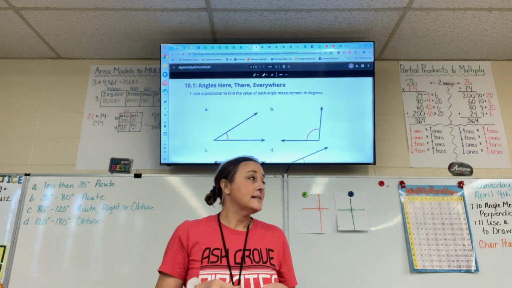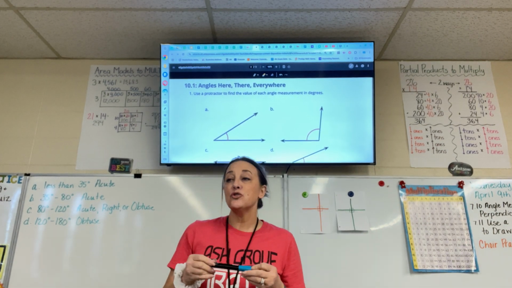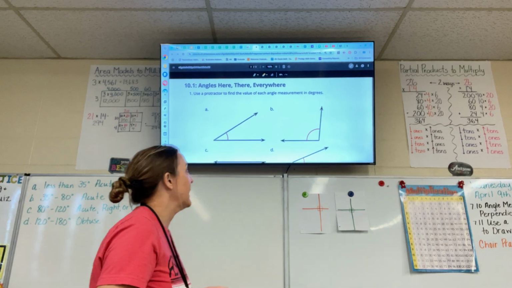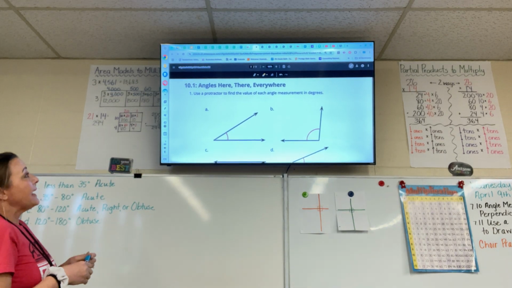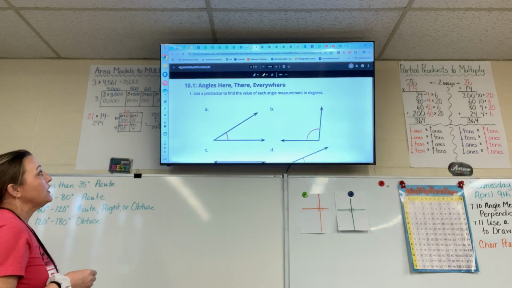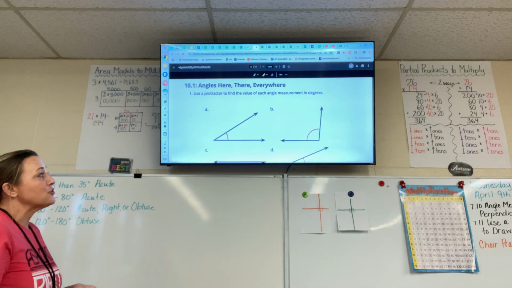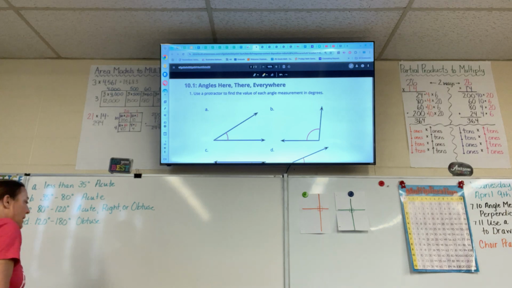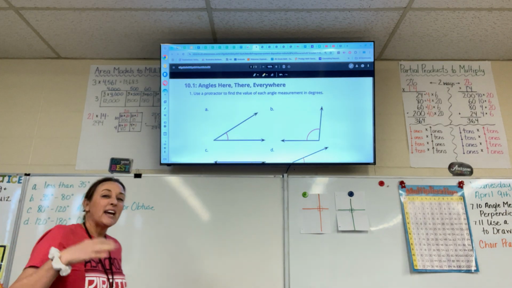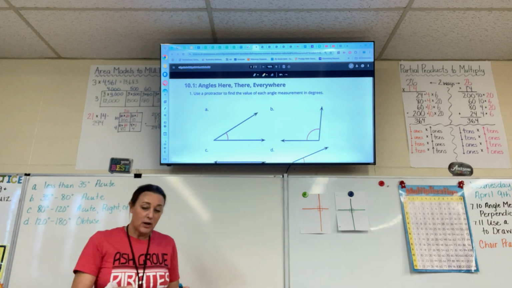Today we're doing lesson 7.10, angle measurement and perpendicular lines. It says angles here, there, everywhere. Use a protractor to find the value of each angle measurement in degrees. Okay, so I'm going to show you how to do it first, then I'm going to let you try it.